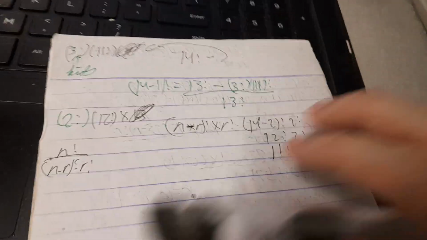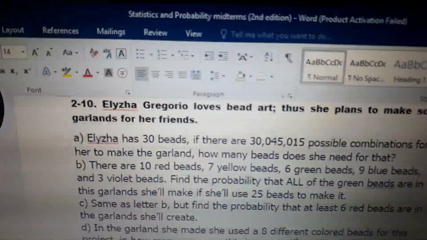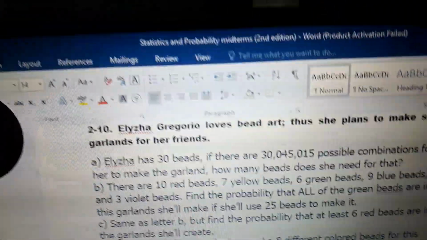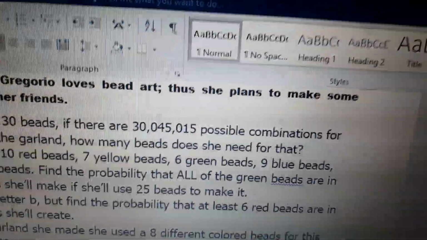Remember our combination formula is n factorial over n minus r factorial times r factorial. Ano yung n namin? 30. Remember, n is 30, because it asks how many beads does she need for that? The population is 30 beads. So, out of the 30 beads, she's going to use how many beads? So 30 factorial divided by 30 minus r factorial times r factorial is equivalent to how many possible combinations? Which is 30,045,000 ways.